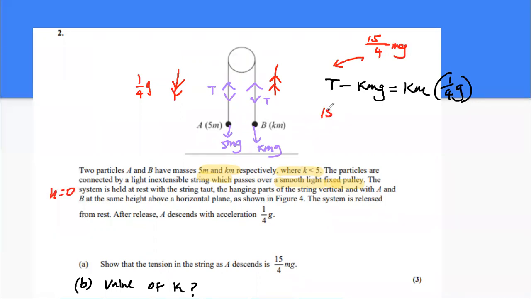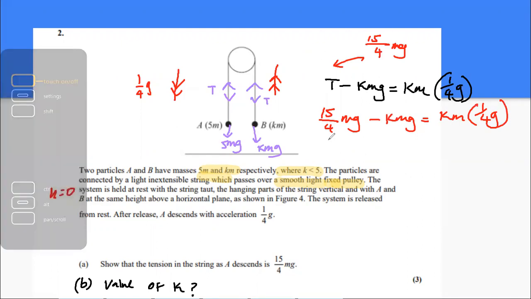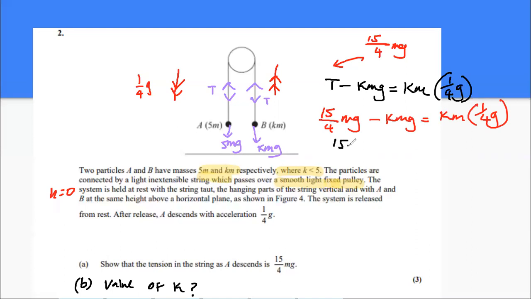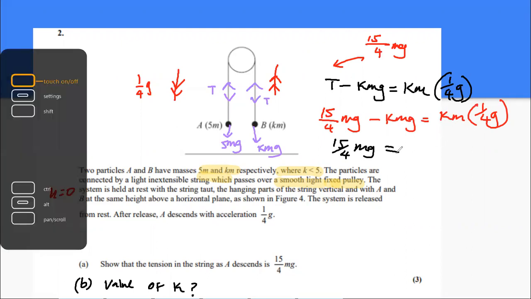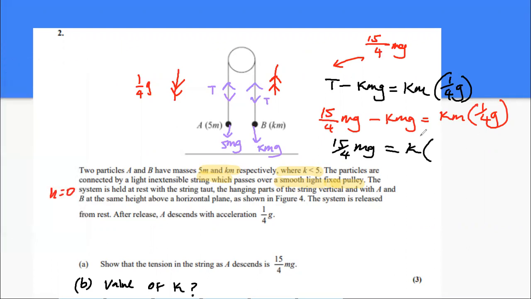So you substitute in your 15 over 4 mg minus kmg is equal to k, and then you've got a quarter g. I'm going to take the minus kmg over to the other side, and then I'm going to factorize it. So I've got 15 over 4 mg is equal to... I mean, I could just divide out by mg already, but I'll do that in a minute. So take the k over and factorize.